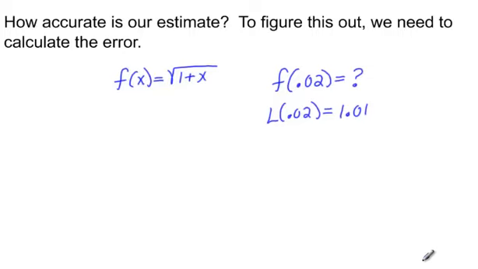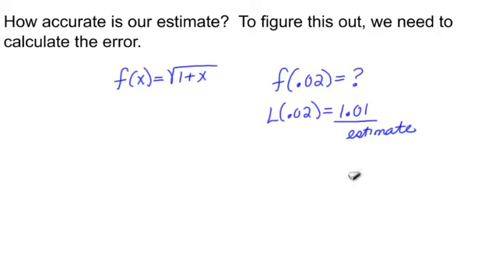Something we always need to ask ourselves when we're using methods of estimation is how accurate is our estimate? And in order to figure this out, we need to calculate the error. So if you go back to the original function, the square root of 1 plus x, we don't know what f of 0.02 actually is, but we know that the linearization is a really good estimate. So this is our estimate.